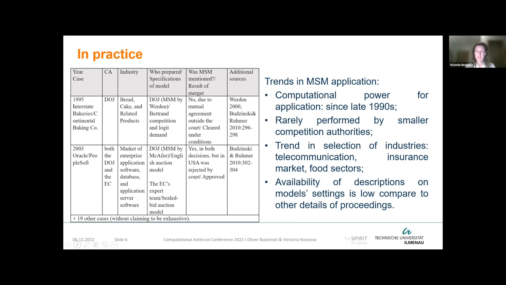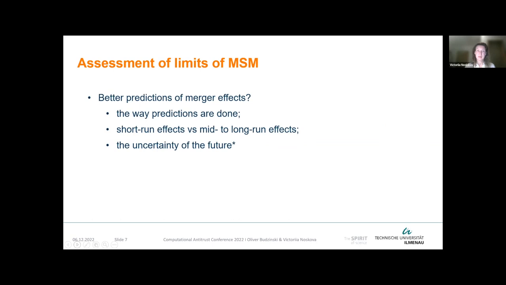However, I should note that it was almost never used as the main argumentation in the decision for any of the mergers. So it was always used as an additional tool. That is why the availability of descriptions or model settings is comparatively low compared to other details on the proceedings. This brought us to the point that, overall, there are certain benefits which could be observed. We also see limits of this tool.